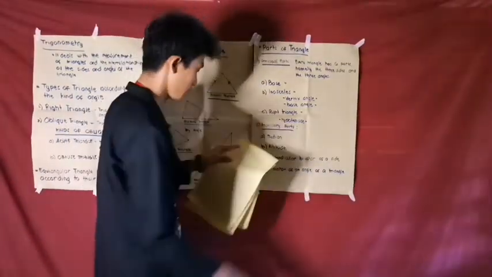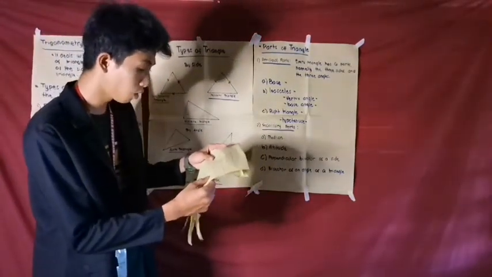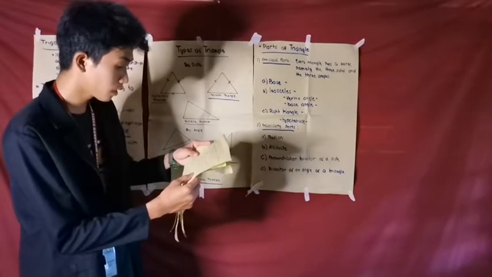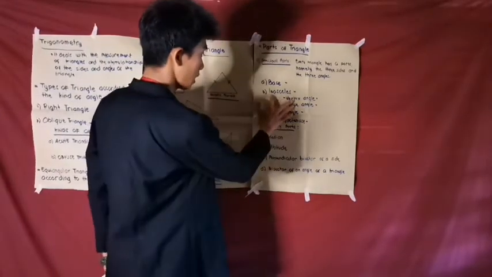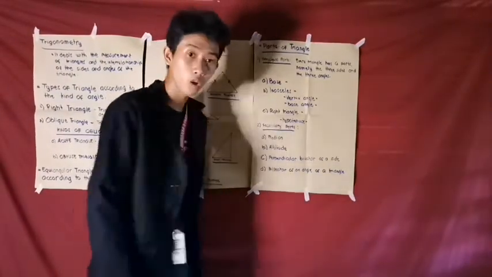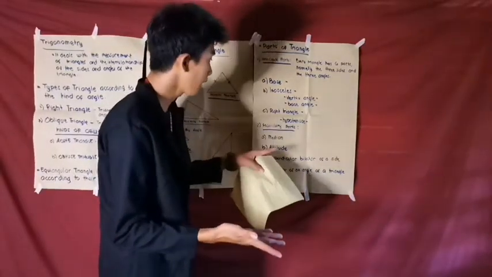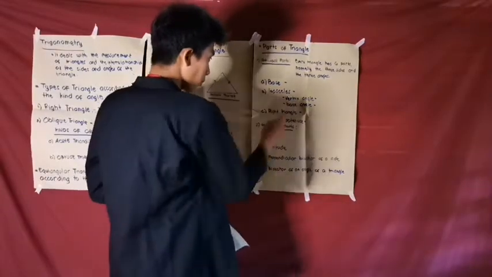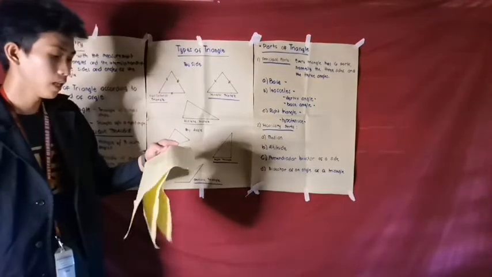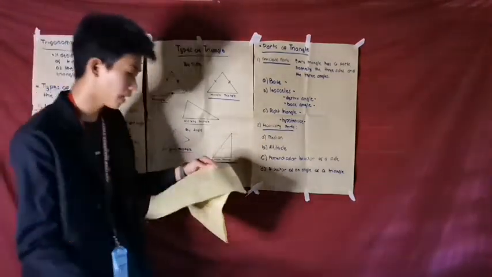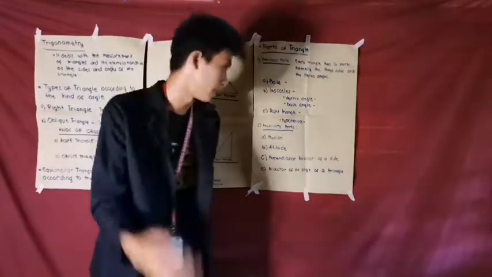Next is the isosceles. In an isosceles triangle, the two congruent sides are called the legs, and the third side is the base. There are two angle parts of the isosceles. First is the vertex angle, included by the legs, while the base angle is included by a leg and the base.